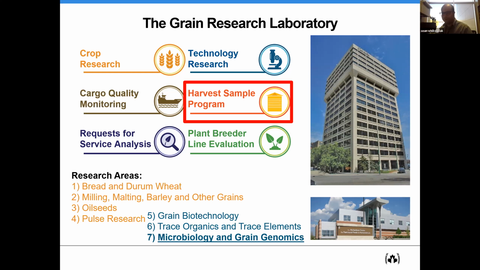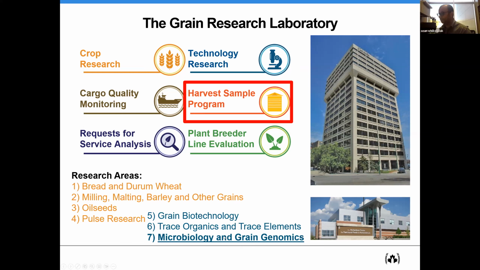We have a total of 7 scientists working for the entire organization. If you look at some other federal departments like Agriculture and Agri-Food Canada, they have hundreds of scientists. We have 7, with myself being one. So the 7 programs are listed at the bottom there.